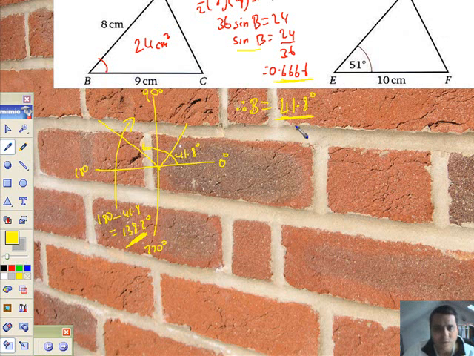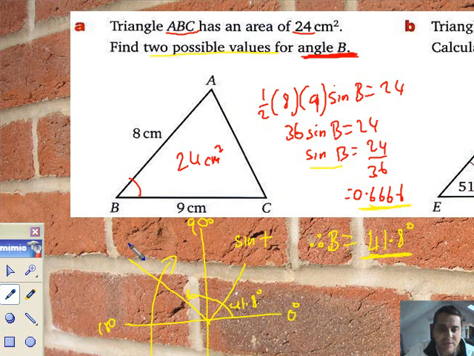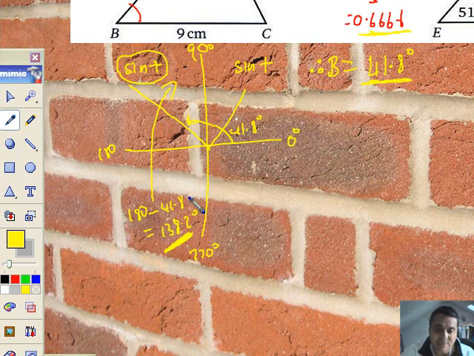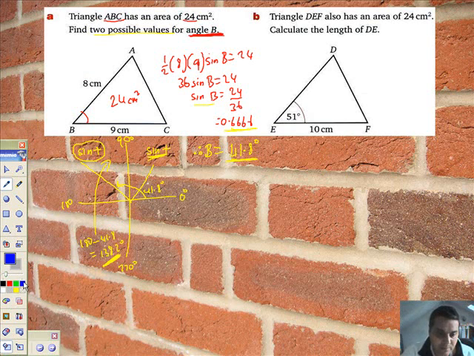Why is 41.8 an acceptable answer, and why is 138.2 also an acceptable answer? Because if you recall, sine is positive in this quadrant and sine is also positive in the second quadrant. So sine and cos are positive here, sine only is positive there. So if an angle has a sine of 0.666666, then it can generate a positive angle here and a positive angle there, both with positive sines. So that's it, two possible answers. Right, let's go and do B then.